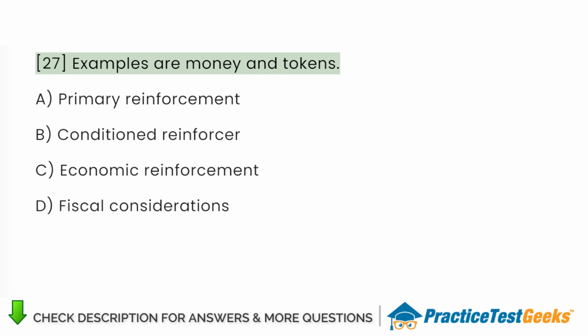Examples are money and tokens. A. Primary reinforcement. B. Conditioned reinforcer. C. Economic reinforcement. D. Fiscal considerations.